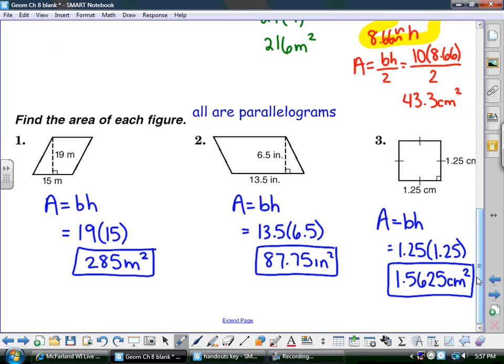The last 3 were pretty straightforward. All of them are parallelograms, so you can figure out the area of each one using base times height. Compare your answers for those 3.